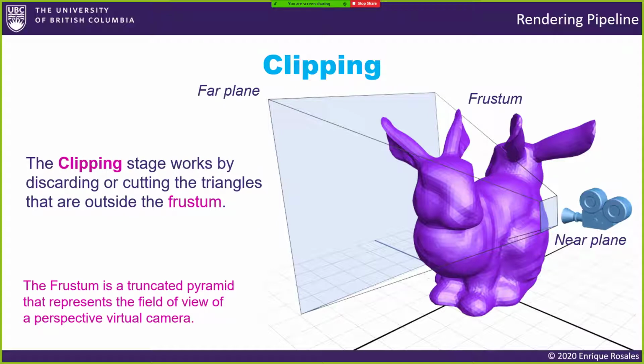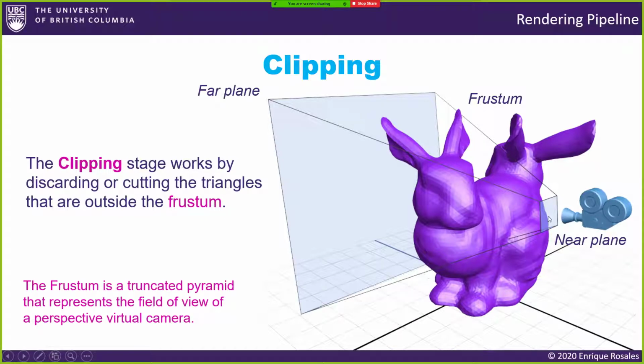The clipping stage works by discarding or cutting the triangles that are outside the frustum. And the frustum is basically a truncated pyramid. It's basically this shape here, right? So this is the camera, and this frustum is a truncated pyramid that represents the field of view of the camera, okay? This is the space in 3D that is visible to the camera, okay?